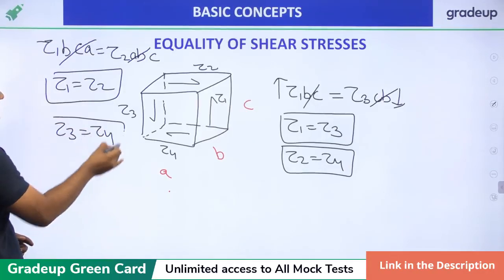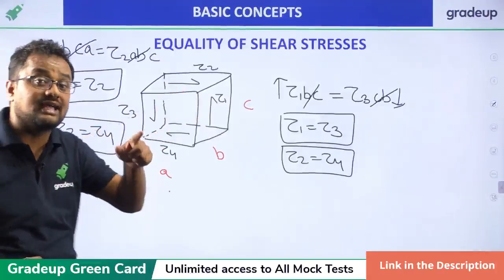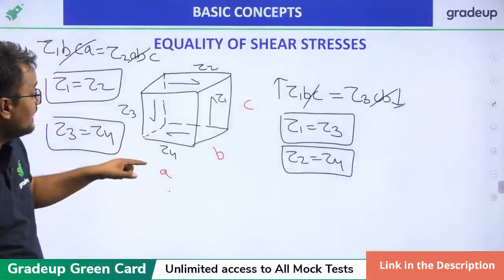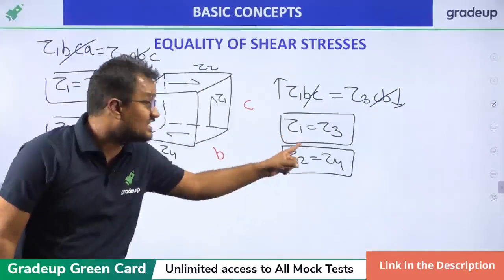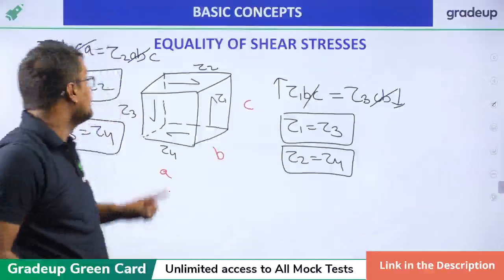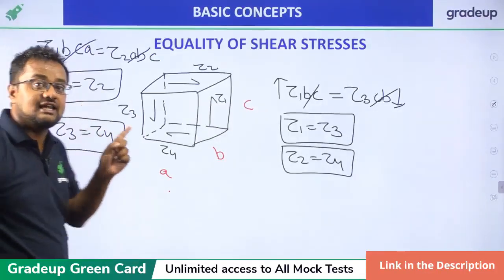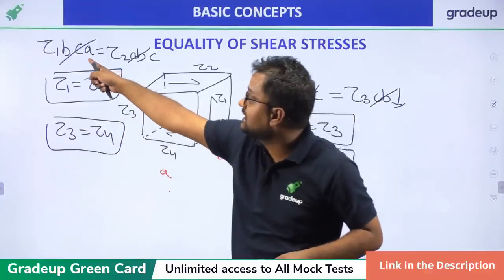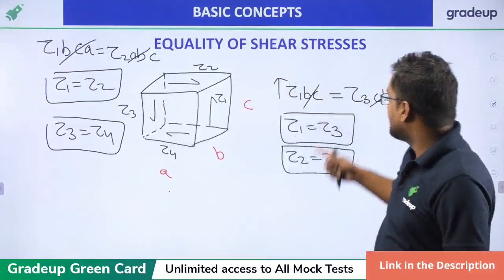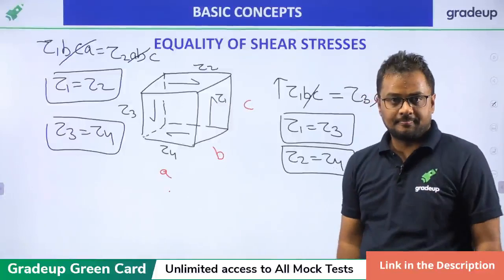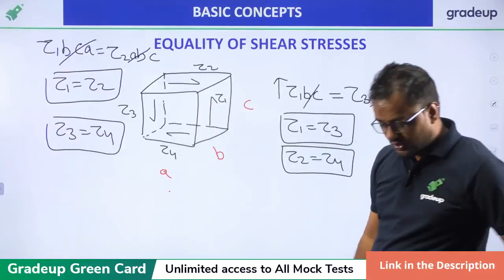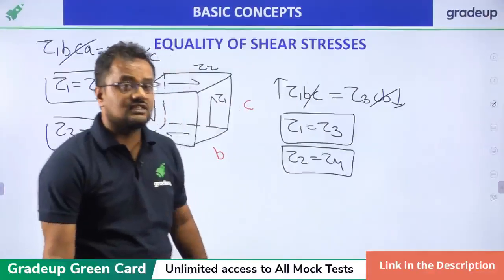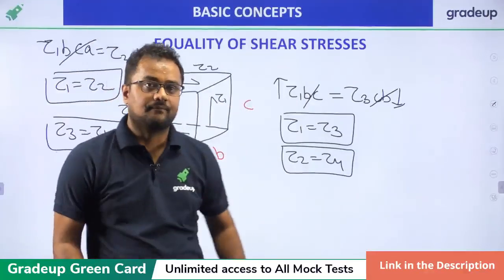So, see, what are tau 1 and tau 2? They are stresses on adjacent phases. And tau 3 and tau 4 are stresses on adjacent phases. So, in opposite phases, stresses are equal due to force equilibrium. And in adjacent phases, stresses are equal due to moment equilibrium. Here we have written the moment equation. Here we have written the force equation. So, in opposite phases, stresses are equal due to force equilibrium, and in adjacent phases, stresses are equal due to moment equilibrium.